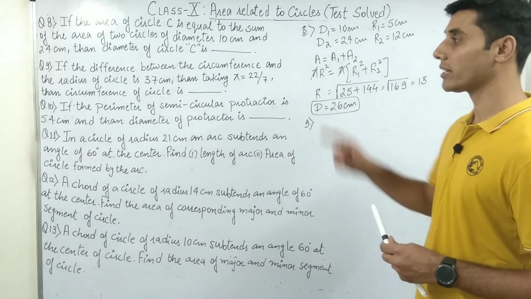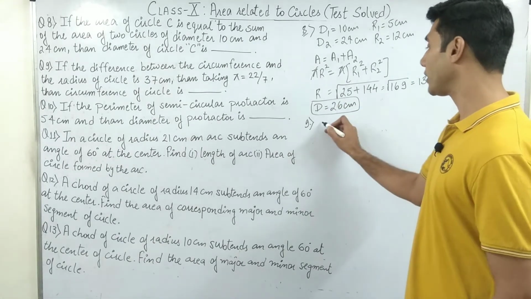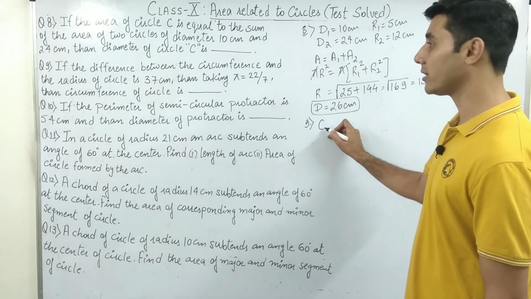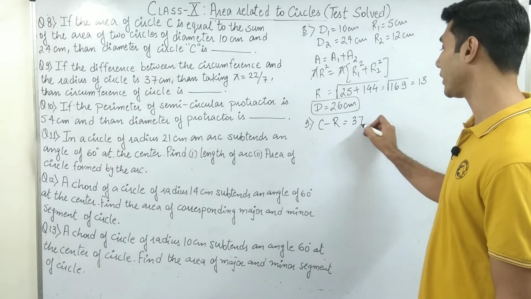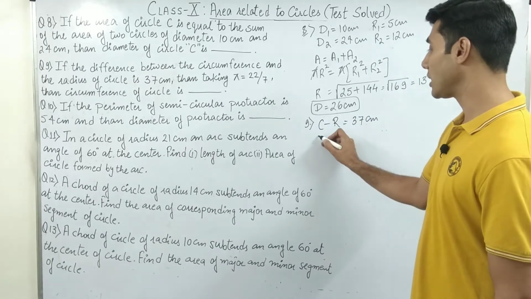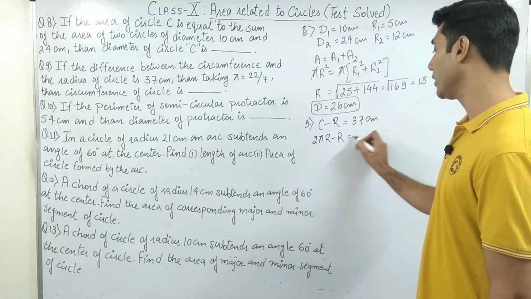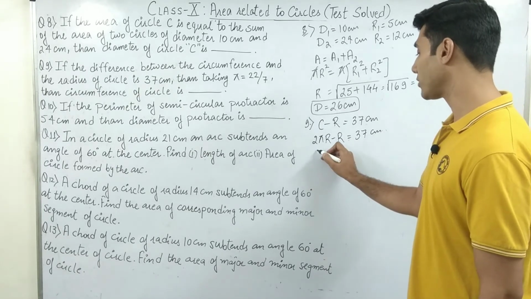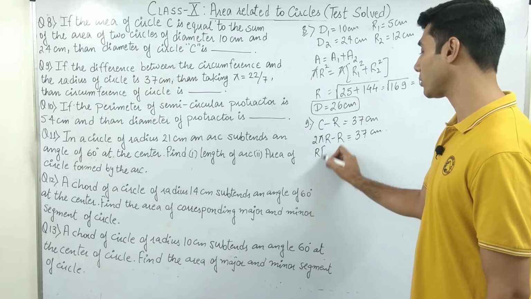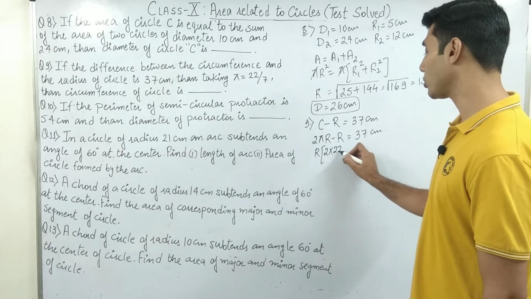Question number 9 says, if the difference between, difference का मतलब subtraction. So if the difference between the circumference and the radius of the circle is 37 centimeter. So C का वैल्यू क्या होता है? 2 pi r minus radius तो r ही है, should be equals to 37 centimeter. So let's do this guys. So मैंने r बाहर कॉमन निकाला तो अंदर कितना आ जाएगा? 2 into 22 by 7.